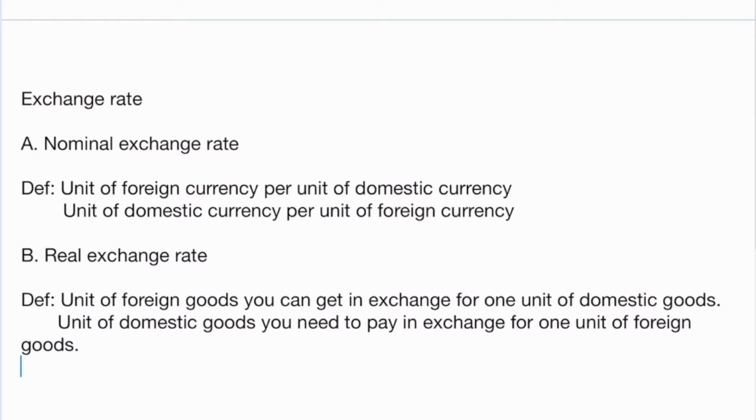But in reality, we know that each country is not going to produce only one good. They are going to produce many, many goods. So the way we come up with the real exchange rate is that we use the price index to proxy the value of the goods that a country can produce, and then we use the price index to help us come up with the real exchange rate.